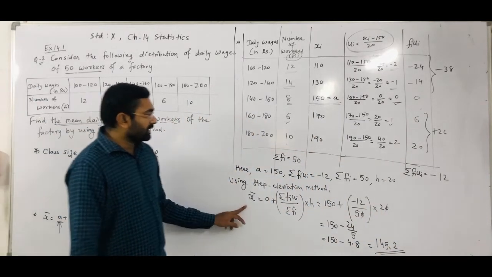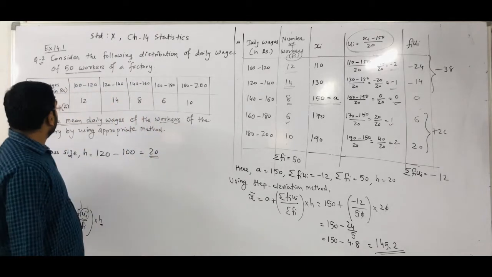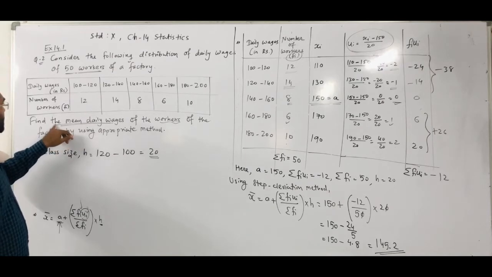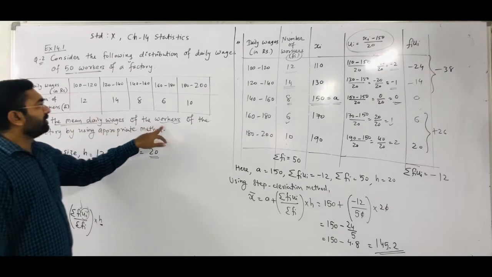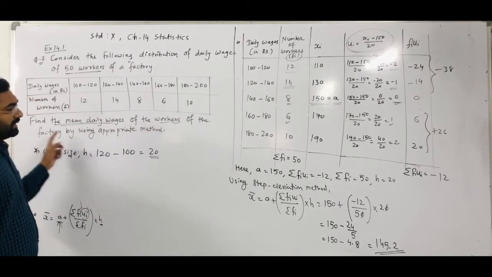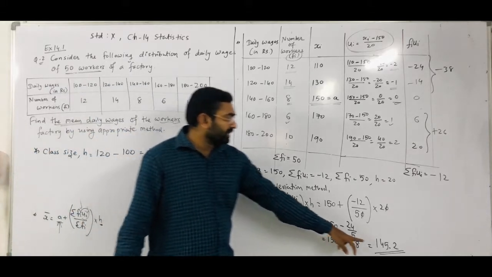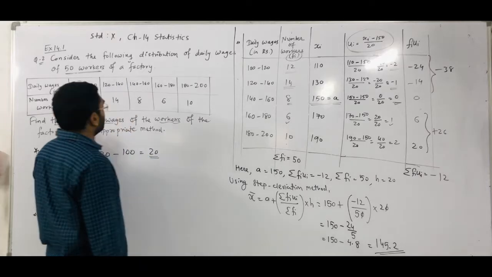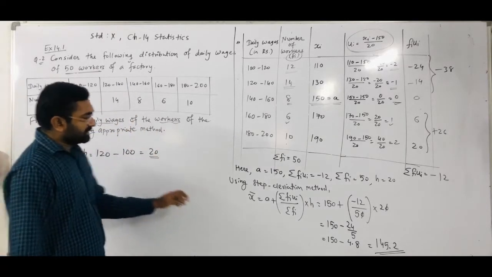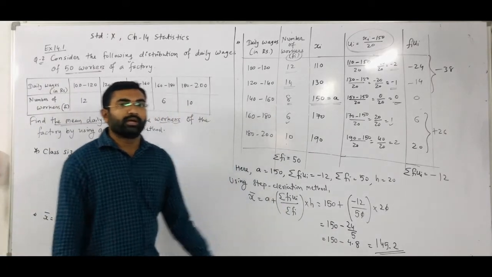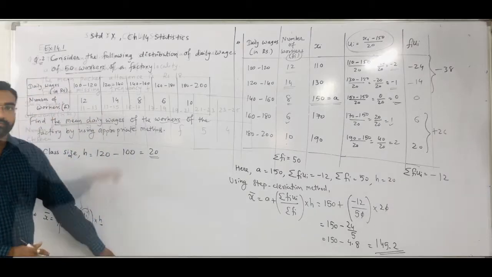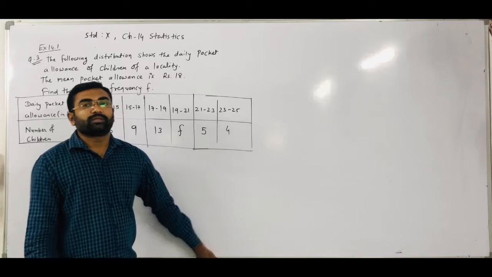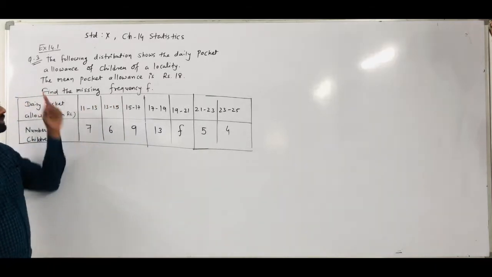145.2 is the mean of the given observations, right? So at last we have to write our answer in statement form: the mean daily wage of the workers of the factory is 145.2 rupees. Okay. Another question, chapter number 14, Statistics, Exercise 14.1, question number 3.